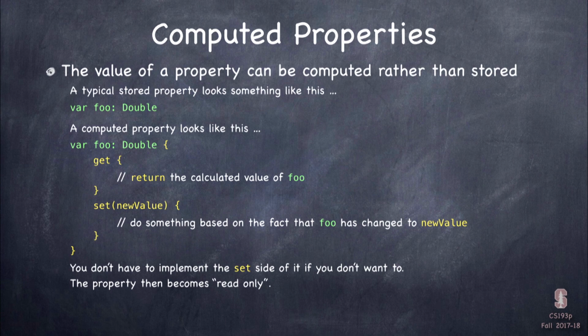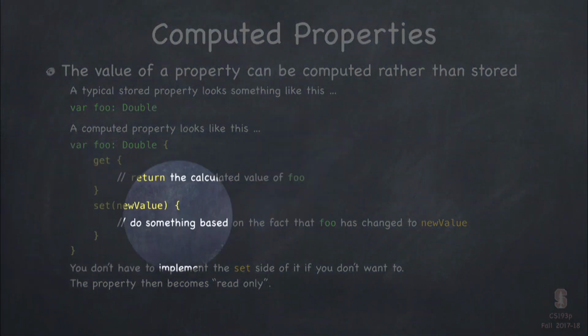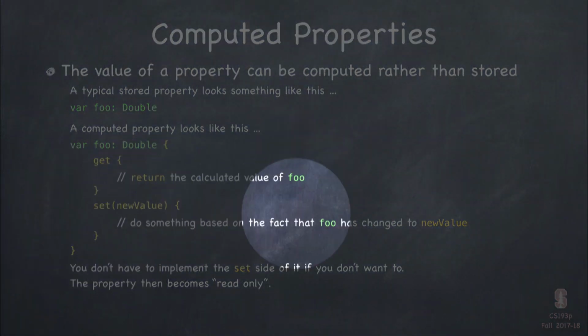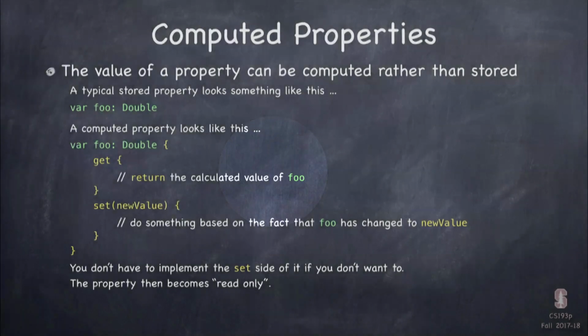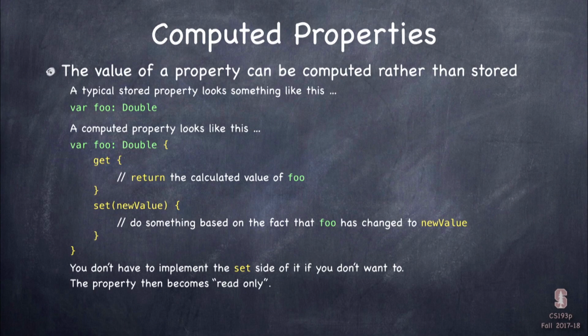But it is possible to declare foo like this. var foo: Double, open curly brace, get with some curly braces, set with some curly braces. In that case, foo is never stored anywhere. Instead, every time someone asks for foo, it gets calculated with the code inside get. And every time someone sets the value of foo, the code that's inside set gets executed. I've got a little pointer here. This code gets executed when you set. This code up here gets executed when you get, instead of it being stored somewhere.